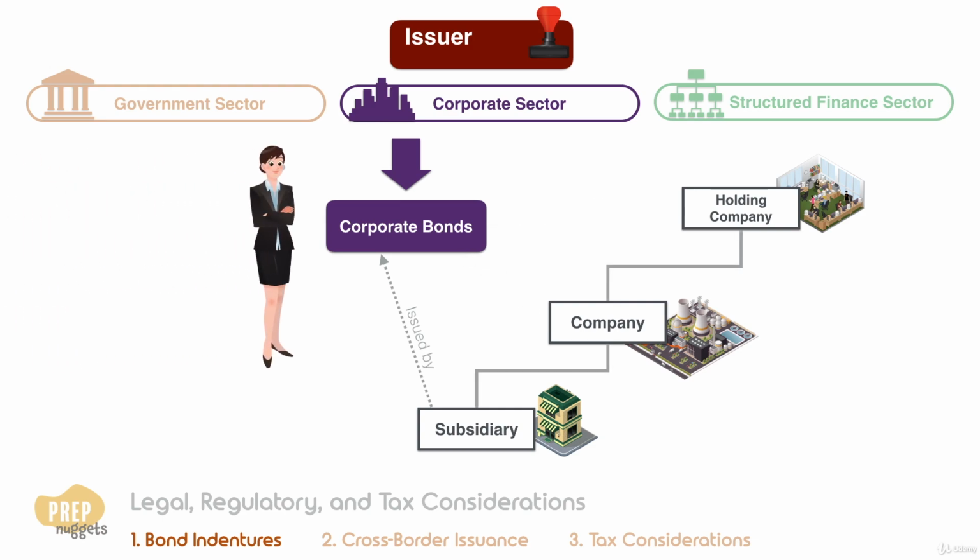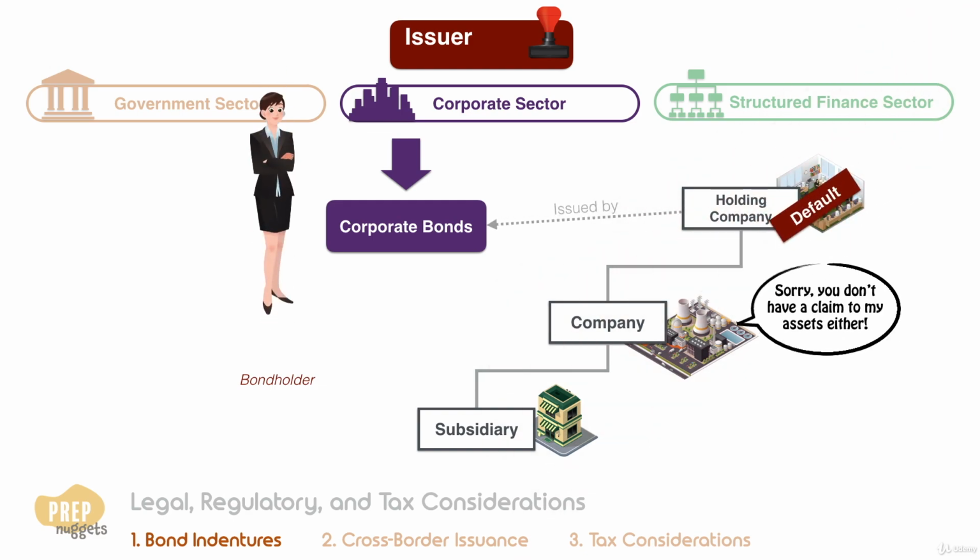Bondholders must pay attention to the specific entity issuing the bonds because the credit quality can differ among related entities. A bondholder of a subsidiary that defaults may not be able to lay claim on the assets of the parent unless the parent guarantees it. Likewise, a bondholder of a holding company may not be able to lay claims on the assets of its operating companies.